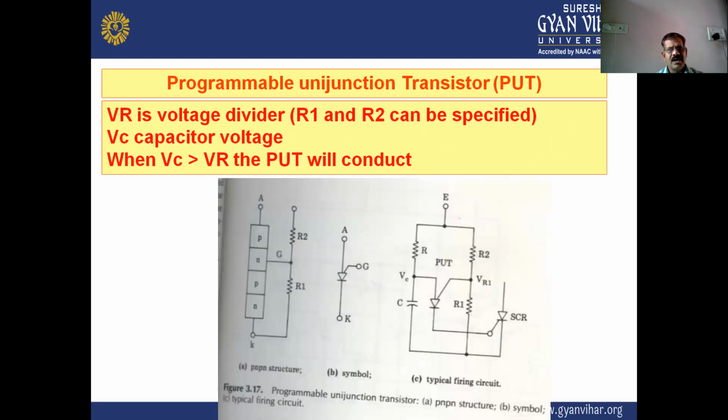VR, the voltage divider of R1 and R2, can be specified. VC is the capacitor voltage. So when VC is greater than VR, the PUT will conduct. So this is the condition for the conduction of PUT, in that case when VC is greater than VR.